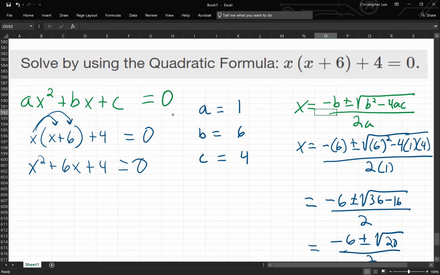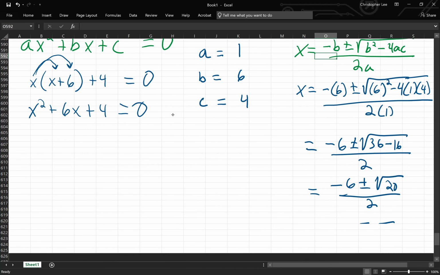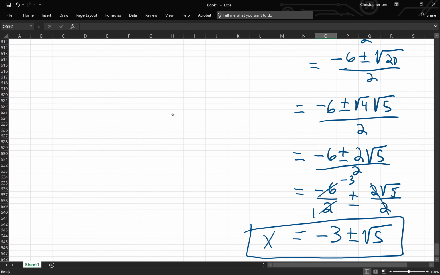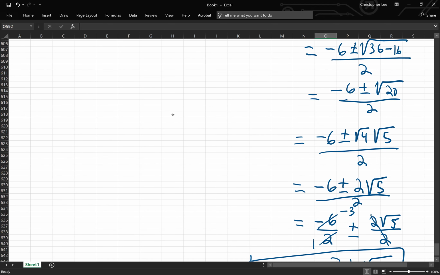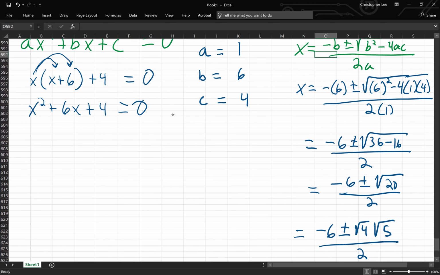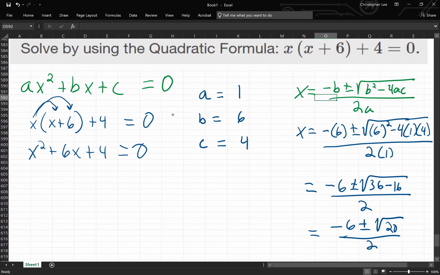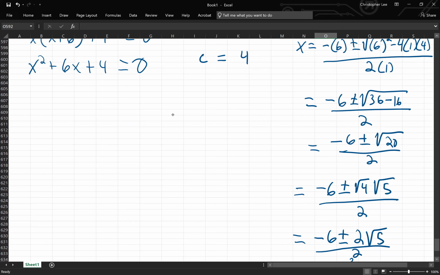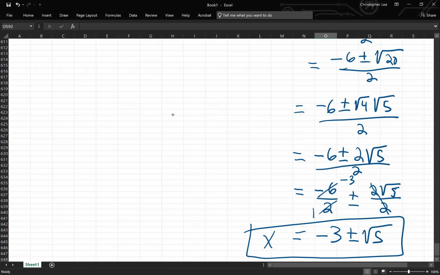I would simplify the radical. If you can simplify, you should simplify, at least for the quadratic formula. If we were doing completing the square, we would come out with the same answer: X equals negative 3 plus or minus square root 5. So any questions? Anybody? That's the final answer.